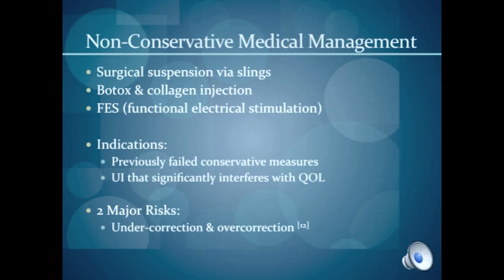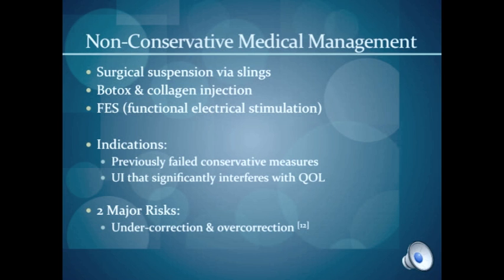These procedures include surgical slings, intravaginal injections, and/or functional electrical neurostimulation. The two biggest risk factors are undercorrection, which commonly results in persistence of pelvic floor dysfunction, or overcorrection, which commonly results in overactive bladder.